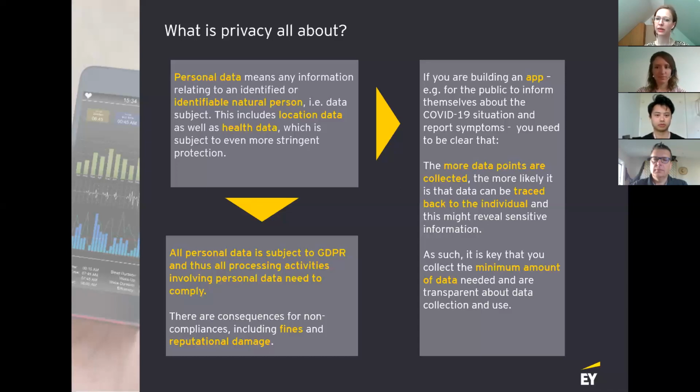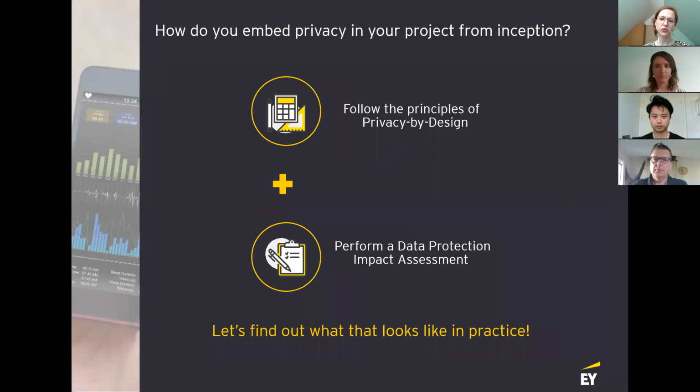So that's a little bit of the theory background. If we go to the next slide, we're going to talk you through 2 very practical concepts for making this happen in practice and for allowing you to embed privacy in your project right from the start. One is following the principles of privacy by design, and the other is performing a specific type of risk assessment, which we call the data protection impact assessment. So let's learn a little bit more about those 2 concepts.